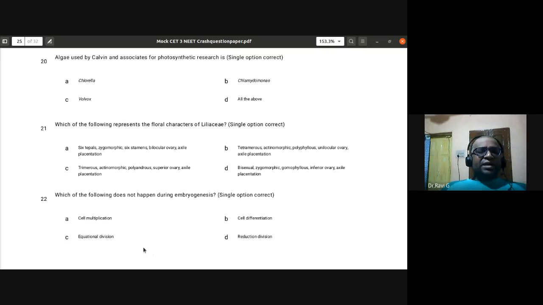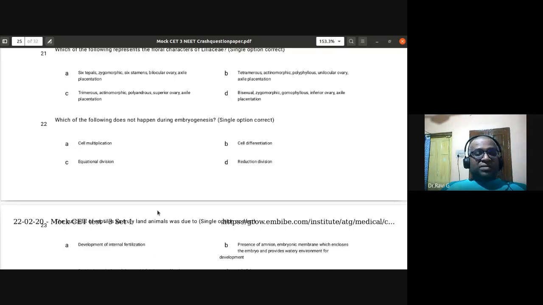Which of the following does not happen during embryogenesis? Is it cell multiplication, cell differentiation, equational division, reductional division? So, which is not happening? So, 22nd, the answer is D. The reduction division is not happening during embryogenesis. There is no meiotic cell division.